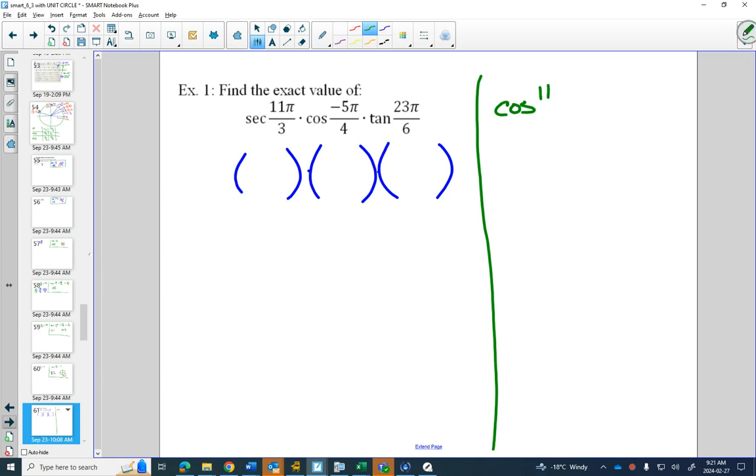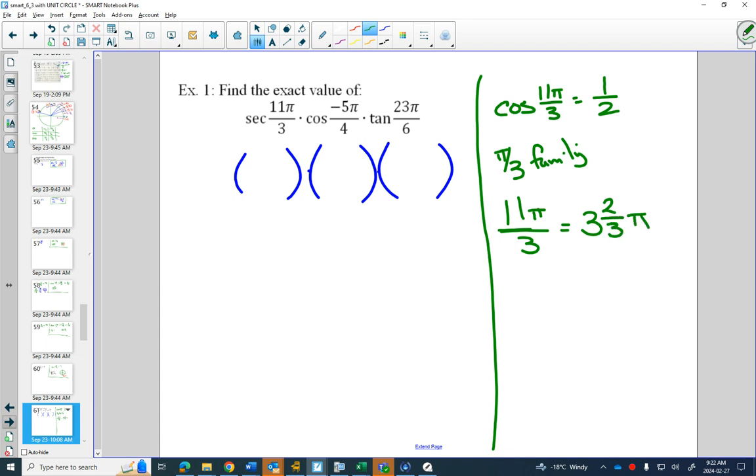In my thinking, I would think about cos of 11 pi over 3. First thing I would notice that it's my pi over 3 family. So I already know that cos of 11 pi over 3 will be a half. I just need to find out what quadrant 11 pi over 3 is in. Now in the assignment yesterday, we took 11 pi over 3 and changed it to a mixed fraction.